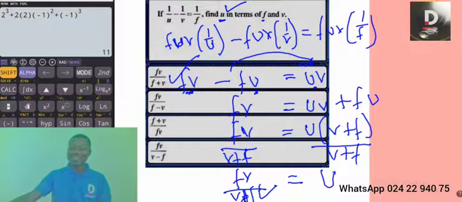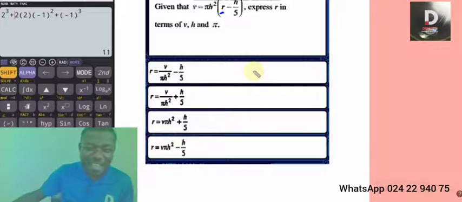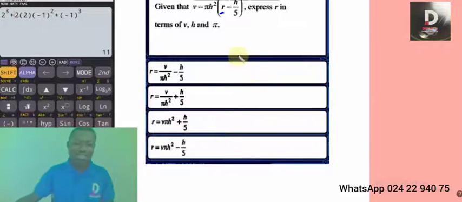Interesting. Let's move on. The next question is asking us, given that V equals this, express R in terms of V, H, and pi. Express R. So we are making R the subject. That's what it means. So let's start the process. Is there any power or root covering one side of the equation?